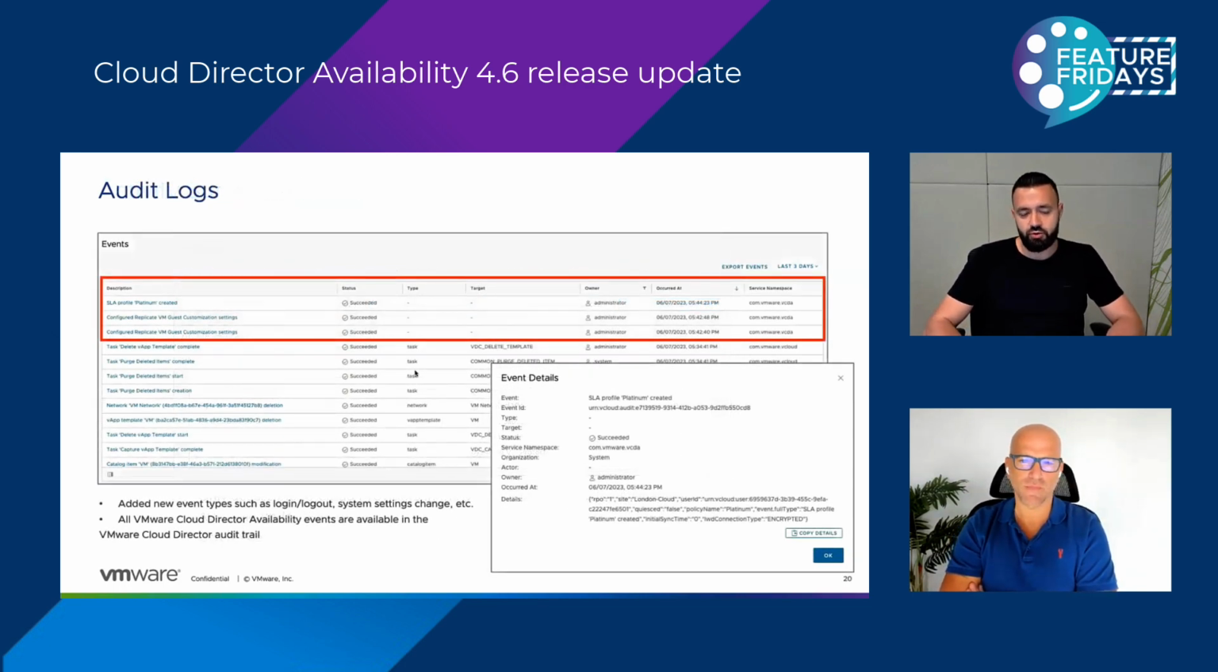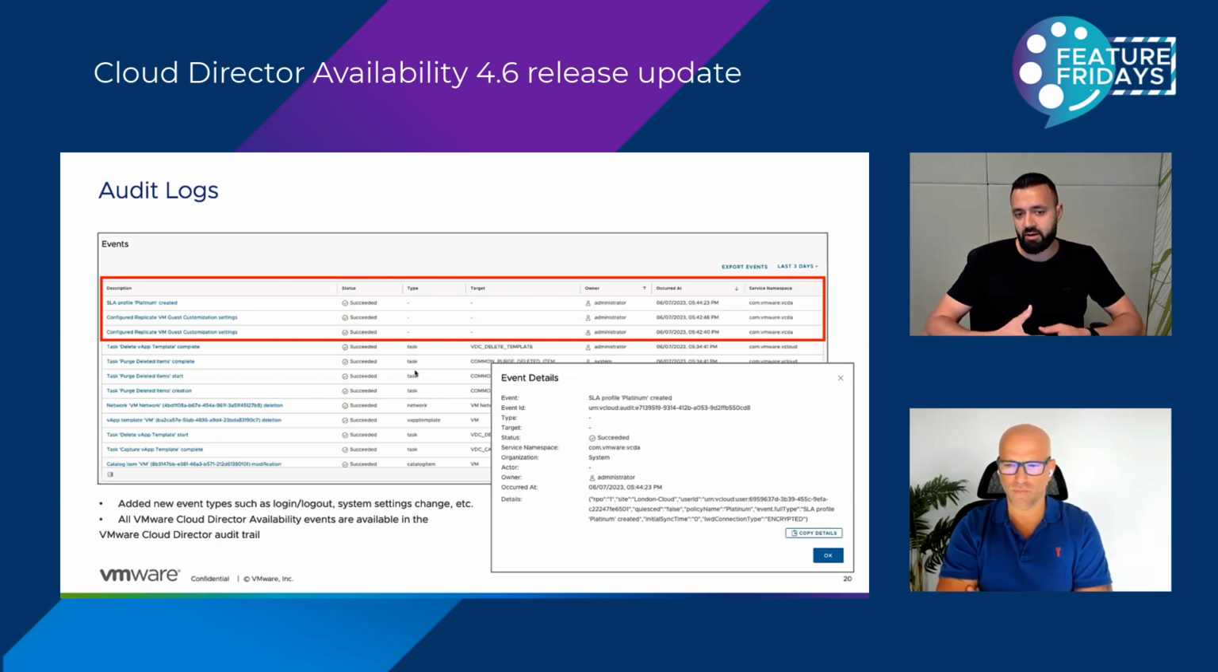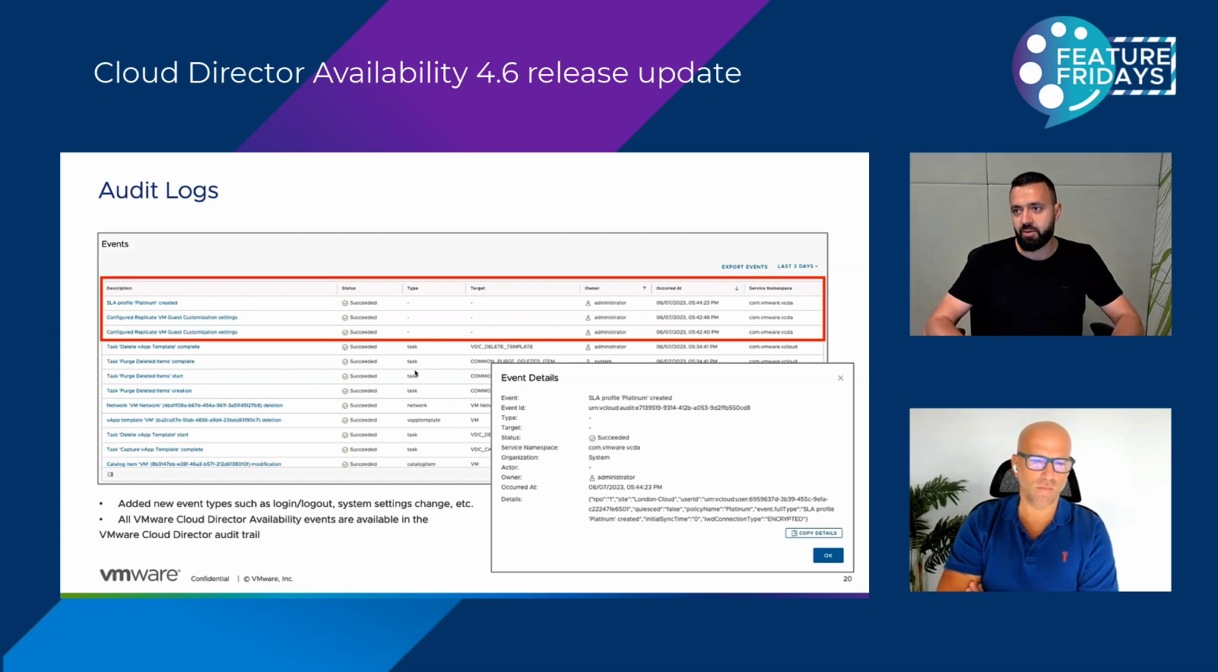The audit trail, so now all actions that happen within Cloud Director Availability are logged in the VCD audit trail, and they're available from there, so can be exported. This means logins, logouts, change of system settings, reconfiguring replication. All this is now available there.